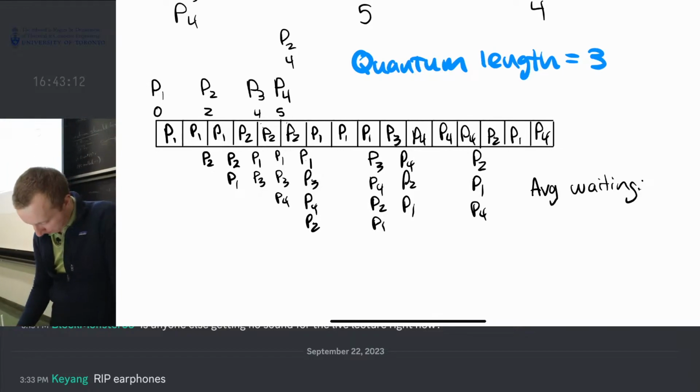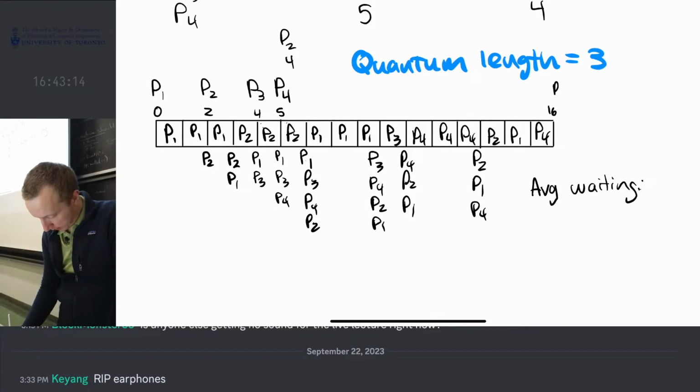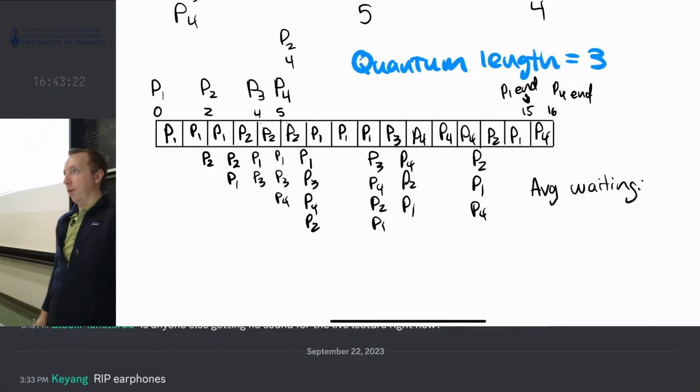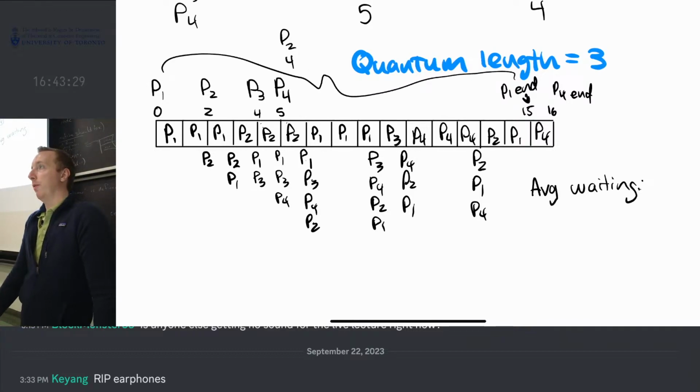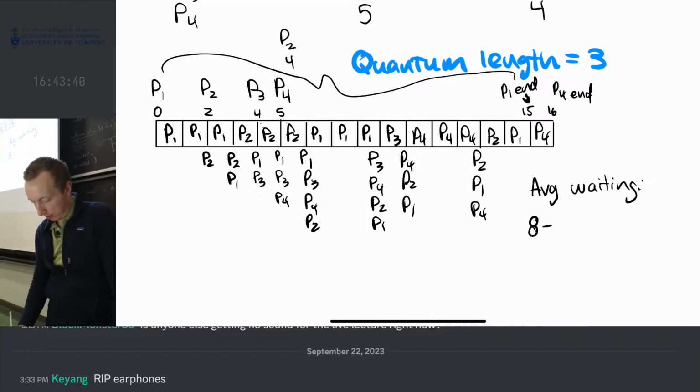So process 4 ended here. Then process 1 ended at time 15. So the total amount of time process 1 was around was from 0 to 15, so it was around for 15 time units, and we know it was executing for 7 of those, so it must have been waiting for 8 of those time units. Then same thing for process 2.